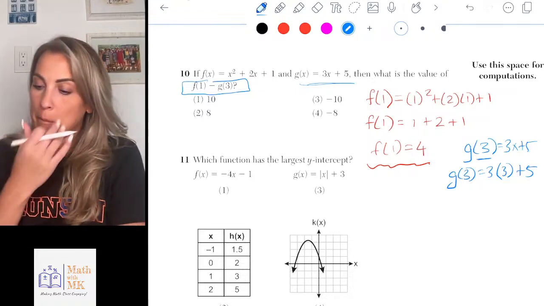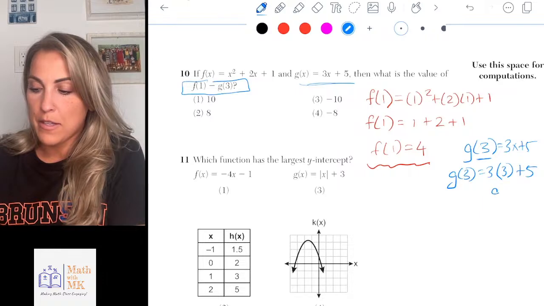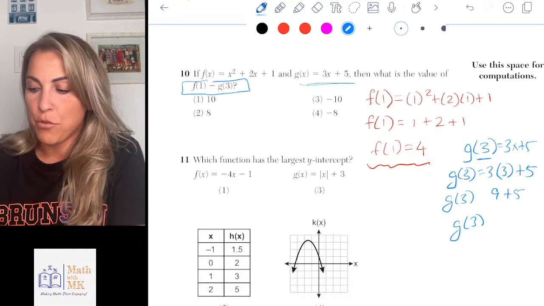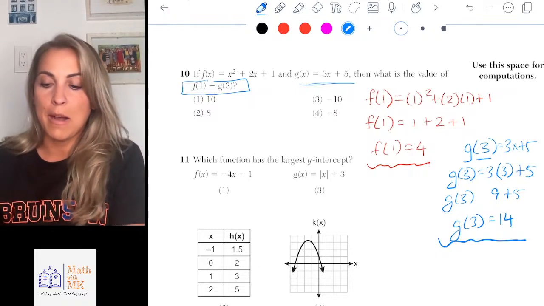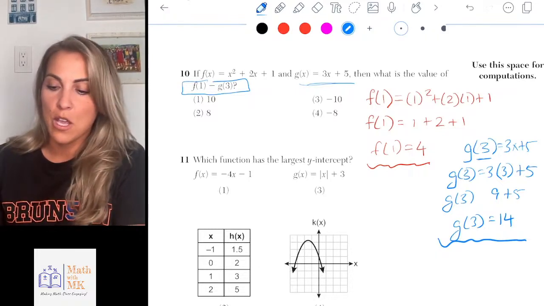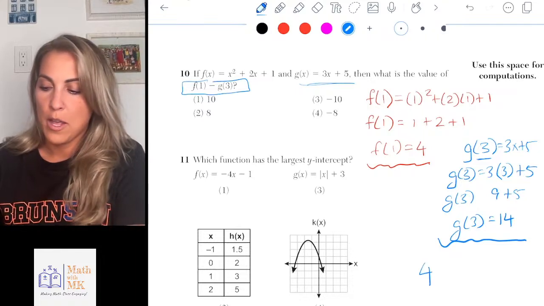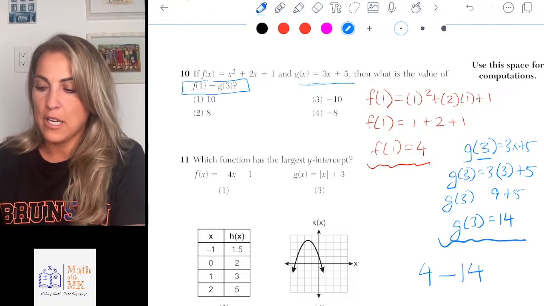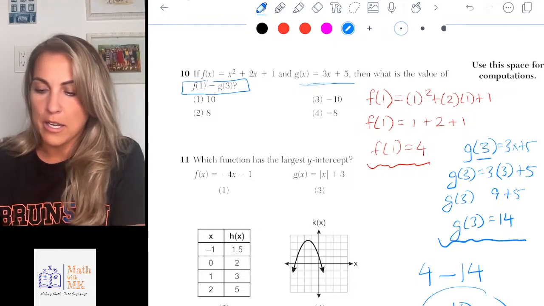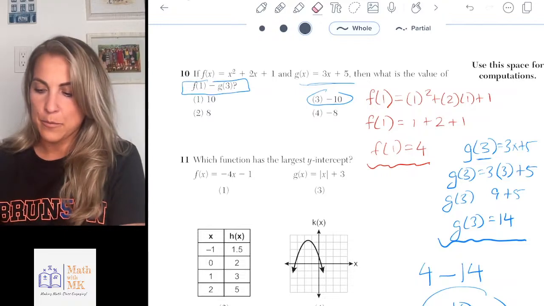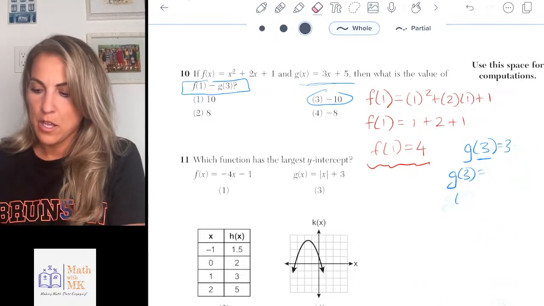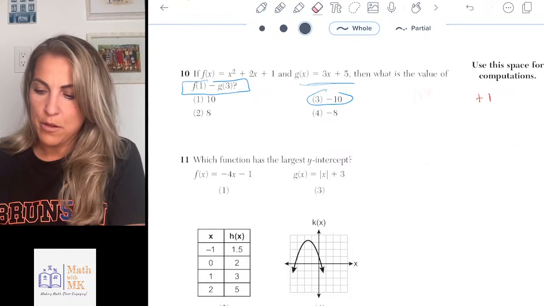All right, I'm just going to do some math here to evaluate this. I get 9 plus 5, and that's going to give me g of 3 equals 14. All right, second important part of my work. I found f of 1, I found g of 3. My last step is that I'm supposed to subtract those. So f of 1 is 4 minus g of 3 is 14. And as long as I subtract correctly, I'm going to get negative 10, which is choice number 3 on this. All right, clear up some space for number 11.